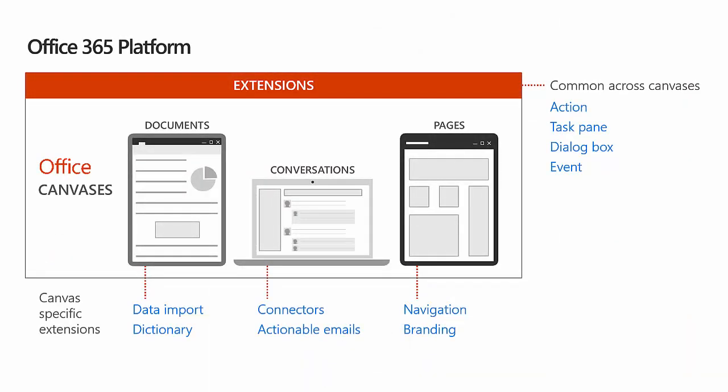Office 365 is a platform for delivering information to users. Connectors and actionable messages are part of the conversations canvas. And that means when you send information to Office 365 through a connector, it shows up in a conversation in a team or a group.